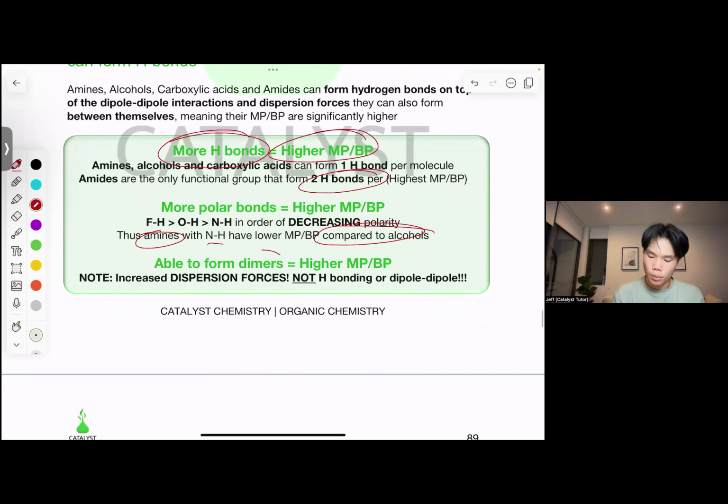And lastly, can you form dimers or not? This will increase dispersion force, and this is how you justify carb acids are greater in boiling point compared to alcohols.